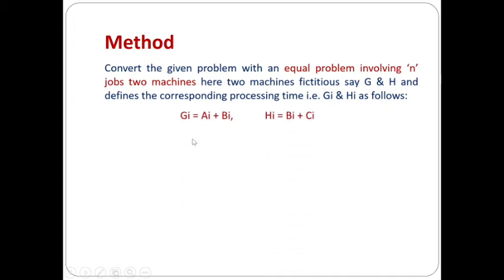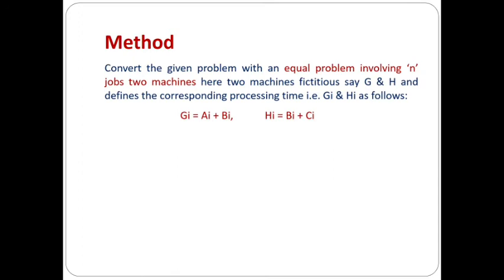For a 3 machine problem, first we add the processing time of machine A and machine B, and take that as machine G's processing time. That is the first machine and the middle machine. In the same way, we add the middle machine and the last machine's processing times and take that as machine H's processing time. So we can convert the 3 machine problem into a 2 machine problem to find the optimum sequence, right?